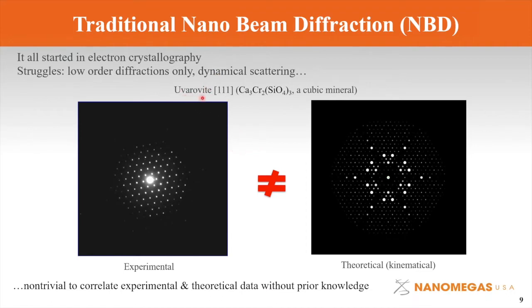Let's take this UV oriented under the 111 zone axis. On the left is the experimental NBD pattern. On the right is the kinematical calculation. The first struggle is the dynamic effect. The dynamic effect is the result of the strong Coulombic interaction between the electron beam and the electrostatic potential of the specimen. The consequence is that the intensity of a certain reflection in the diffraction pattern is no longer proportional to the square of the structure factor, but also depends on the structure factor of other reflections. So this makes it a little bit difficult to deal with.